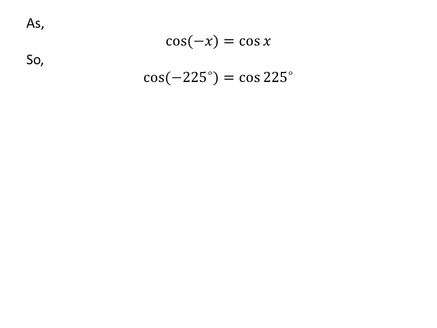Let us apply the above identity for cosine of minus 225 degree. Here x is 225 degree. So cosine of minus 225 degree is equal to cosine of 225 degree. As 225 degree is equal to 180 degree plus 45 degree, so cosine of minus 225 degree is equal to cosine of 180 degree plus 45 degree.